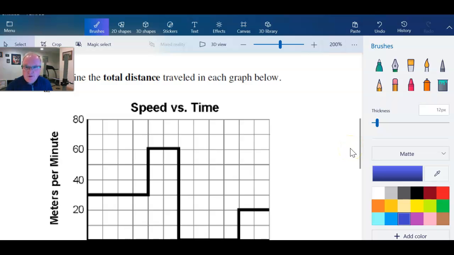Anyway, so I'm trying to do this first problem for you guys. In the Go Formative, this is problem number one. This is Go Formative 2.10, and this is problem number one on the screen. So I just want to show you how to do this.